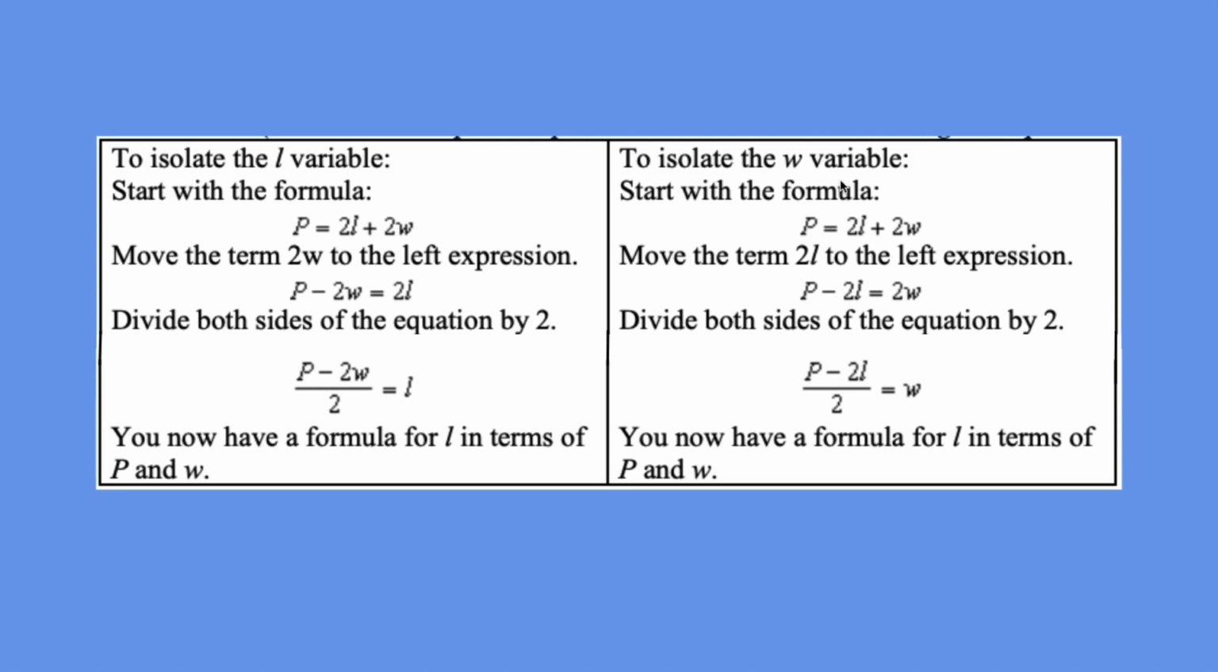And we do the same thing, but for the W variable. We're going to move the term 2L to the left expression. So subtract 2L on both sides, then divide that by 2. And we're left with W is equal to P minus 2L over 2.